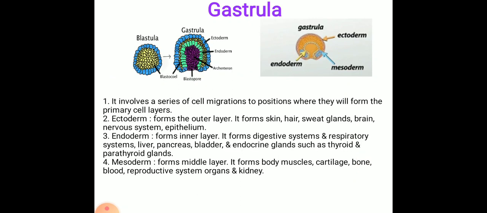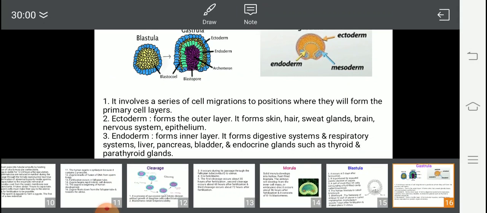You write some assignments on this topic. If you want, I will send the notes. Write the structure of blastula, draw it with the help of a diagram, explain the structure of the egg, the human egg, and explain the process of gastrula. So you have to write some assignments also. Okay. Thank you.